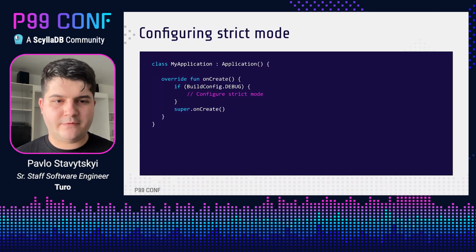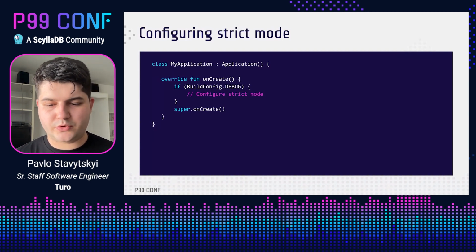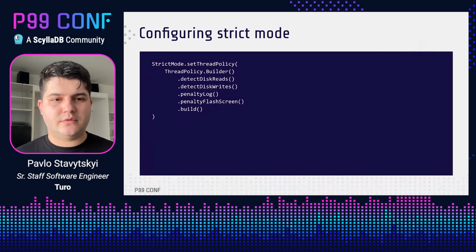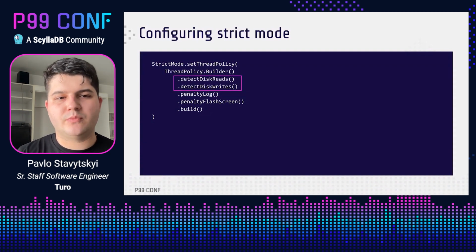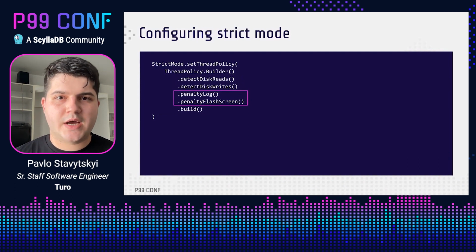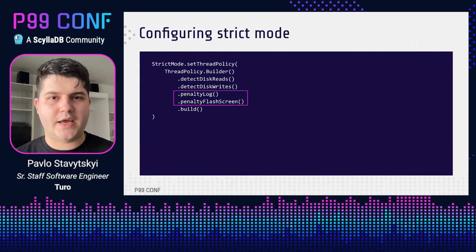In the onCreate function, make sure you're using it only in debug mode. We don't want to have it in production builds. And then there's a pretty simple setup, which consists of 2 parts. First, you just tell StrictMode what it should detect. In this case, we are telling it to detect disk reads and disk writes, because there are some other operations that it might detect.